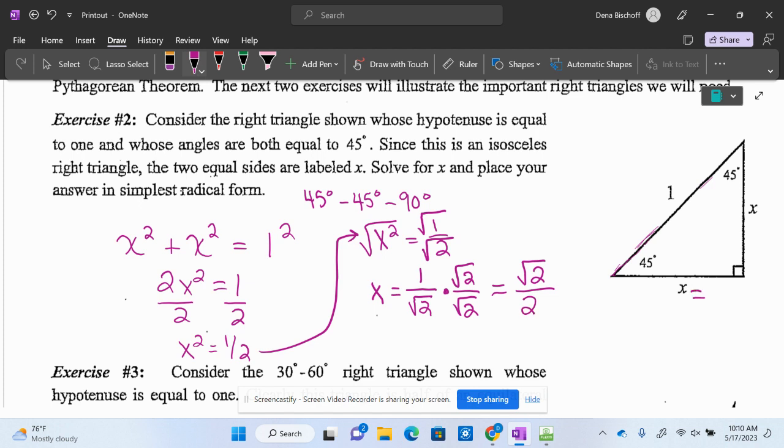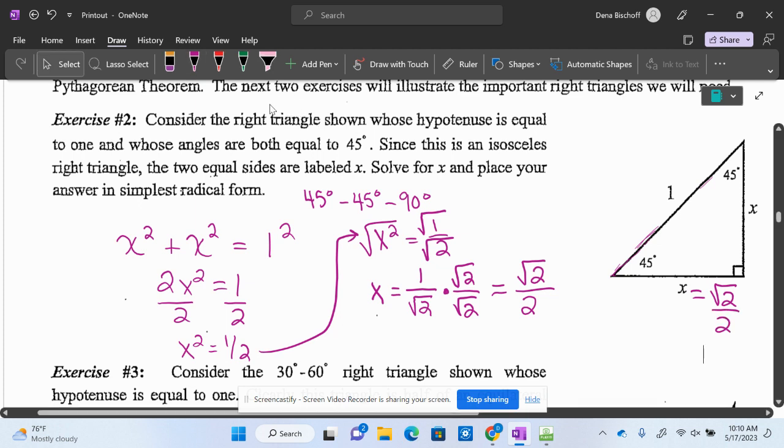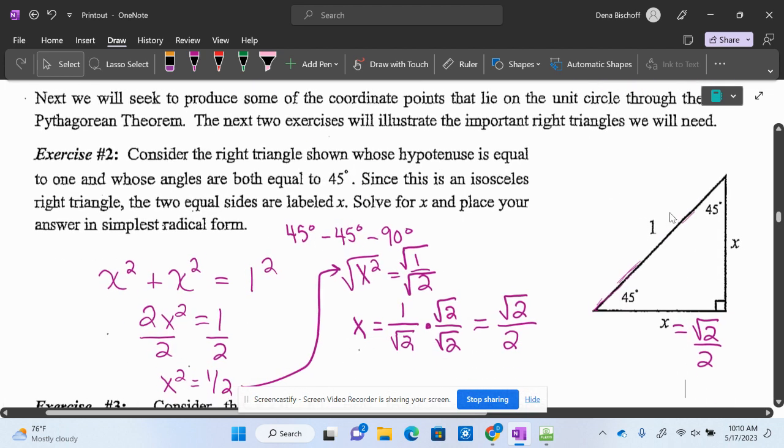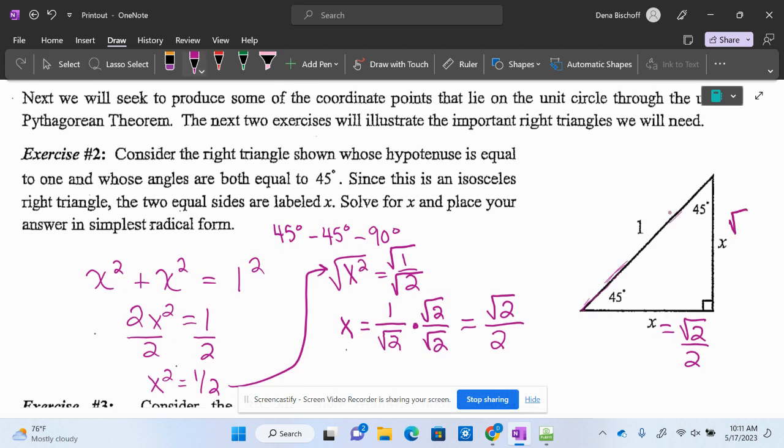So that means that this side has a measure of the square root of 2 over 2. And this side also has a measure of the square root of 2 over 2. These are both the same because both of the sides are the same, right? The legs are the same. So we call these the twins.